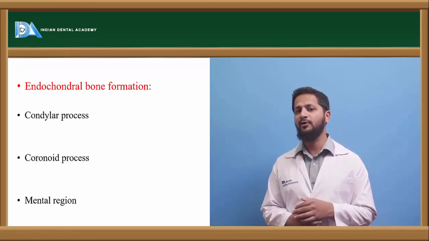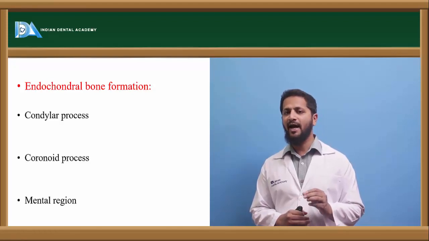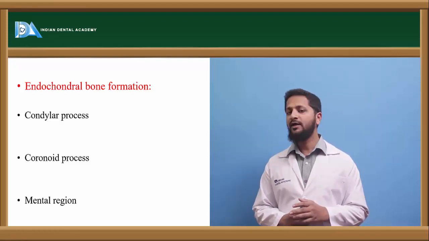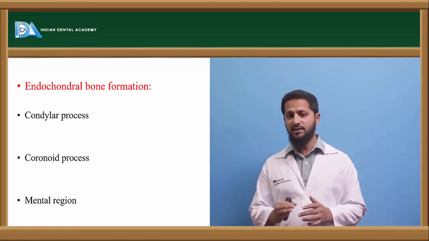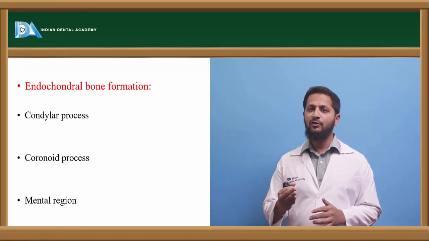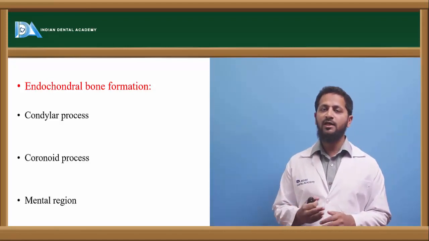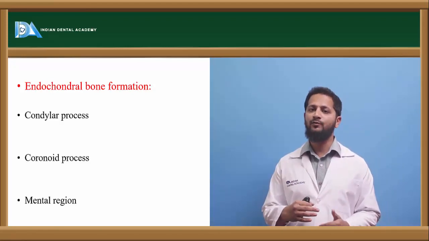Next, coming to the coronoid process. Two or three small accessory cartilages appear at the region of the coronoid process by about the 10th to 14th week of intrauterine life, and these are considered to develop in response to the developing temporalis muscle. As soon as they form, they undergo ossification, and just before birth they completely disappear within the intramembranous bone of the ramus.